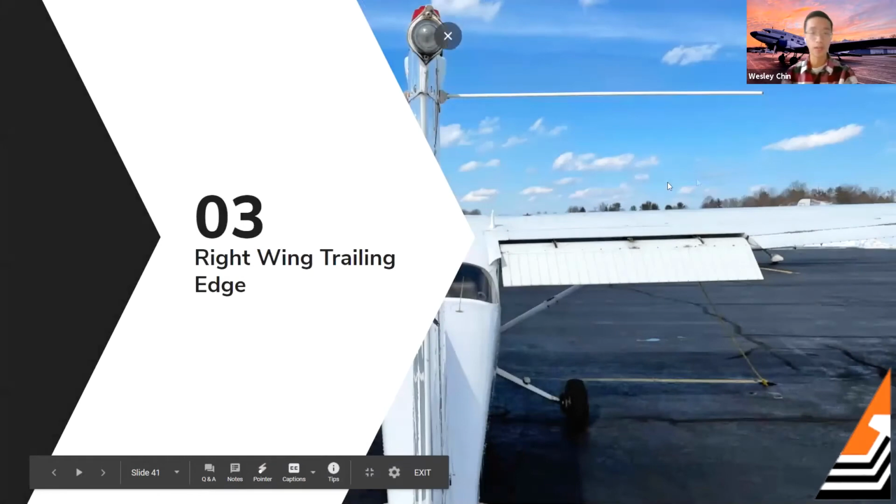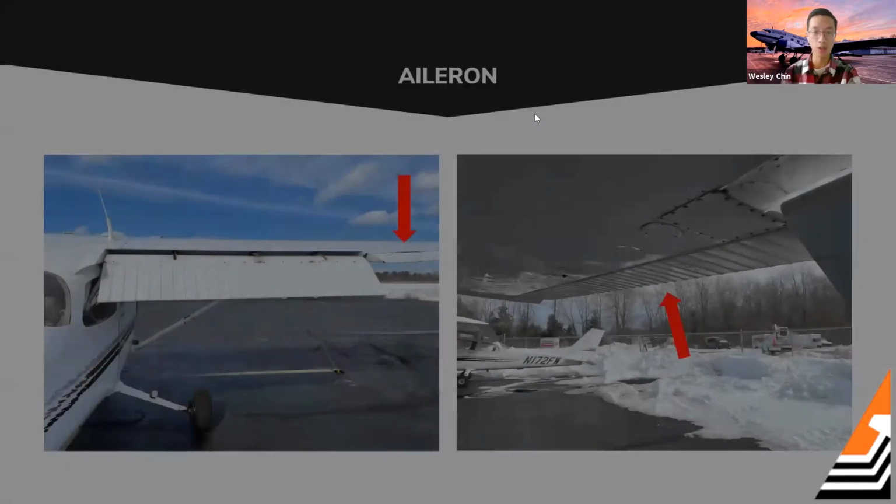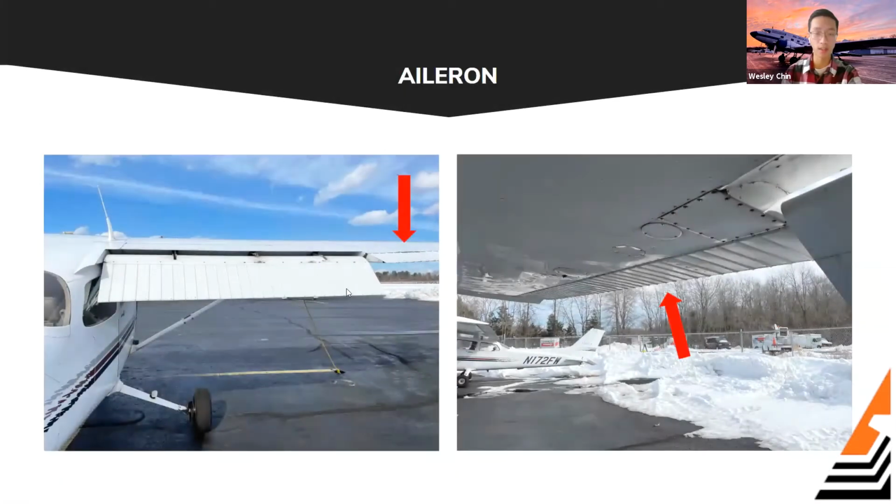All right, so moving on to section 3, we've got the right wing trailing edge. So for here, we're just going to be checking our two control surfaces that we have, and we're going to start off with your aileron. And same deal, just looking for freedom of movement and security, right? So your aileron's on your trailing edge, farther away from your fuselage.